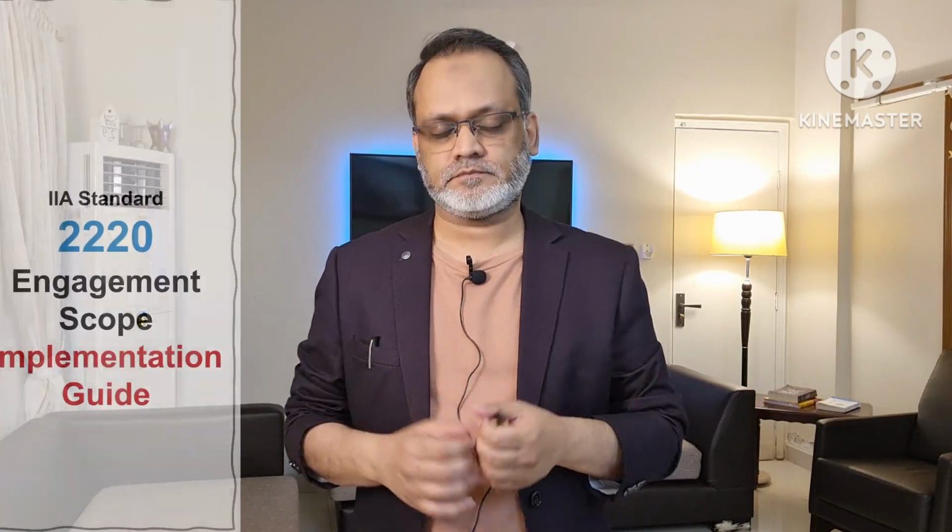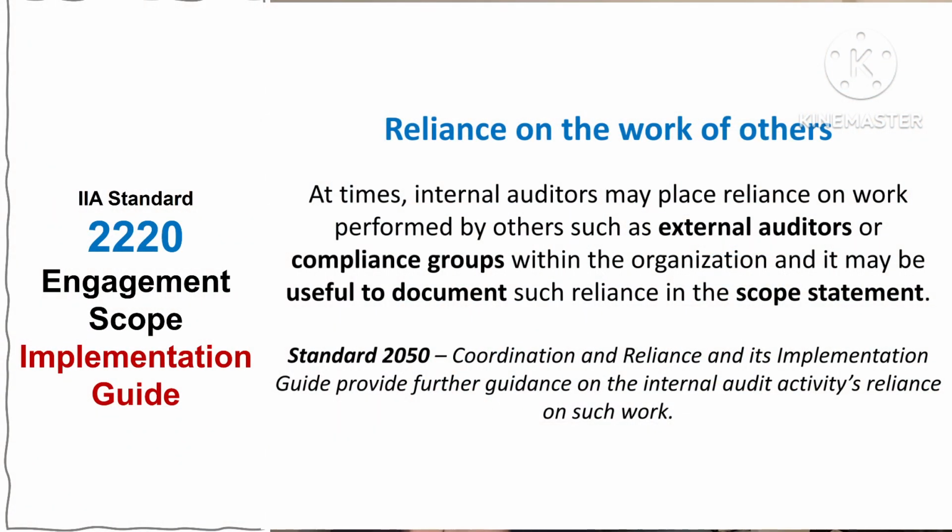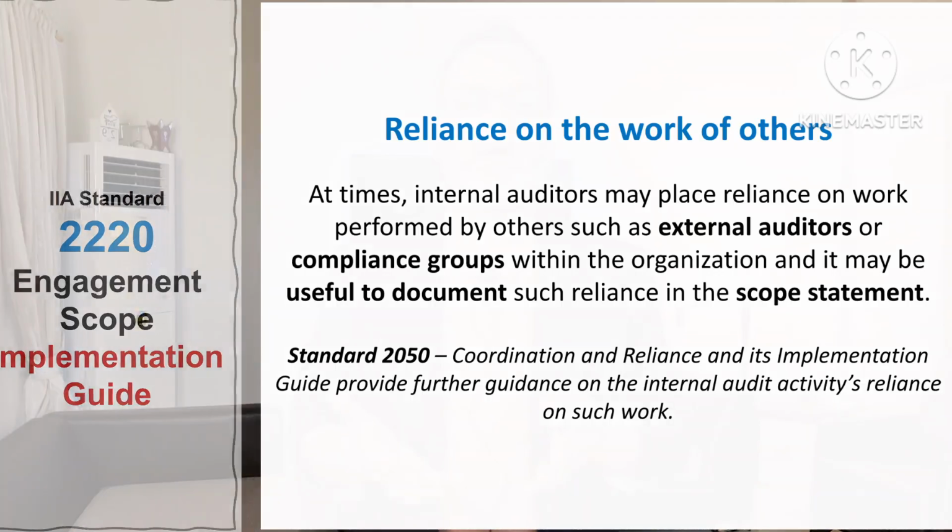Establishing your reliance on the work of others. At times, internal auditors may place reliance on work performed by others, such as external auditors or compliance groups within the organization, and it may be useful to document such reliance in the scope statement. Standard 2050 Coordination and Reliance and its implementation guide provide further guidance on the internal audit activity's reliance on such work.